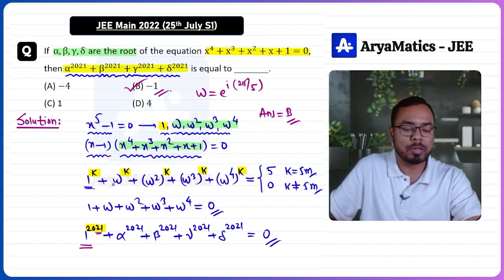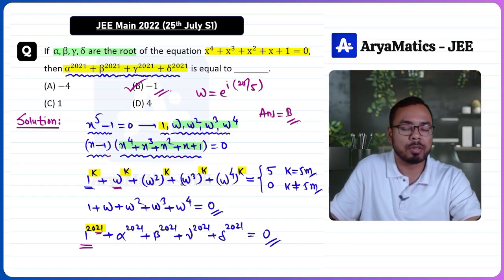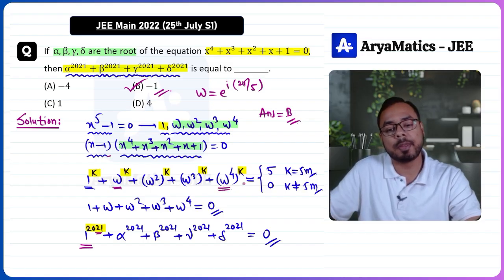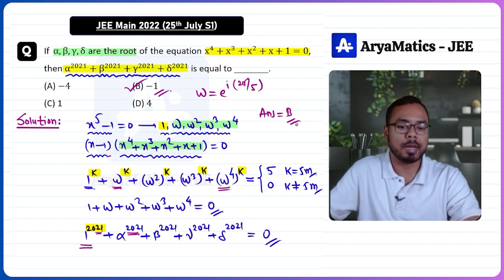Also, for nth root of unity, if you calculate the sum of kth power of nth roots of unity, then that sum will be either n or 0. If I talk about fifth root of unity, that sum will be either 5 or 0. When k is a multiple of 5, then this sum will be 5, otherwise it will be 0. Here this number is not a multiple of 5, therefore this sum should be 0. And if I take 1 on the other side, then we'll get minus 1. So the correct answer for this problem will be the second option.